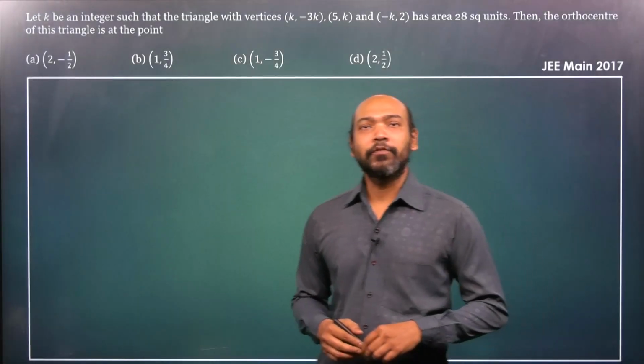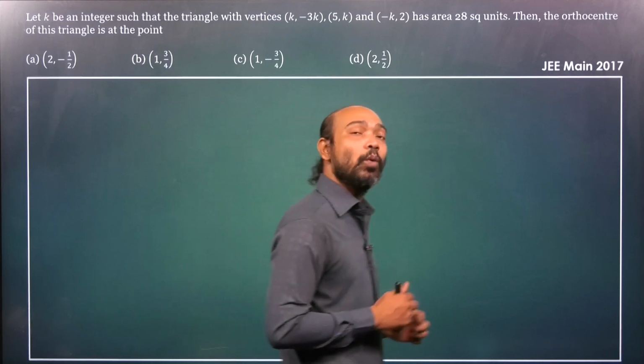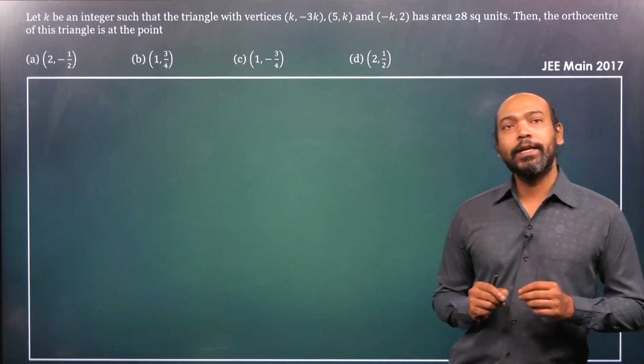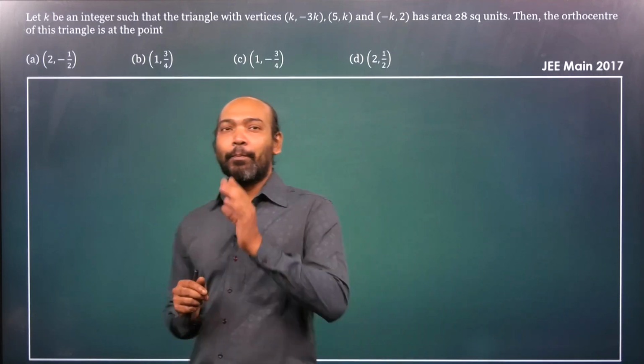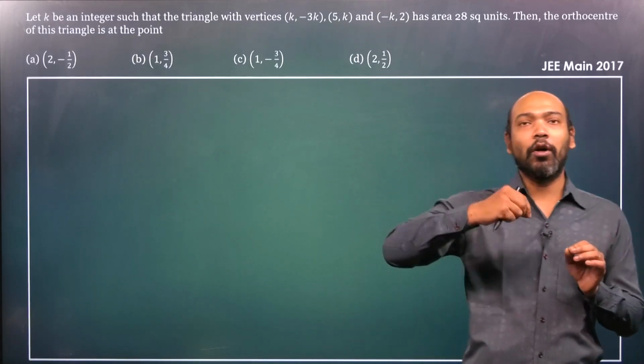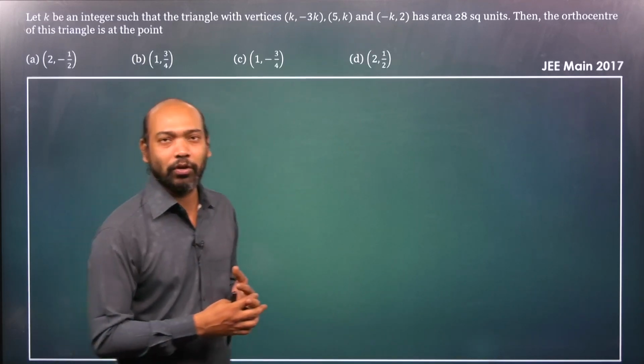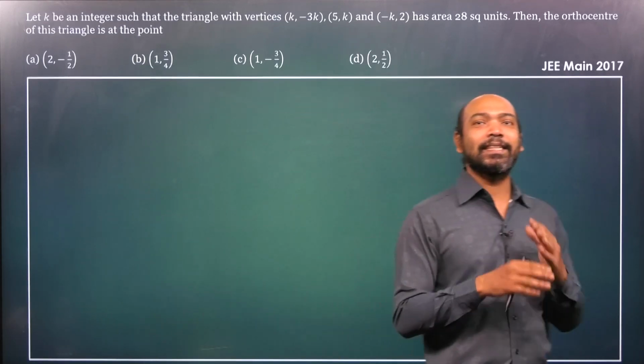Hi all. For this particular problem, we are going to find out the orthocenter. So what is the orthocenter? Orthocenter means that it's a point of intersection of the altitudes. That means we drop a perpendicular from one vertex to the base, the way we draw the height or altitude, and that intersection will give you that.